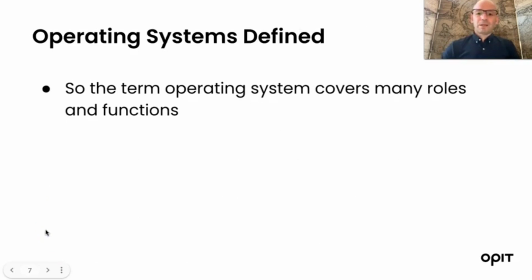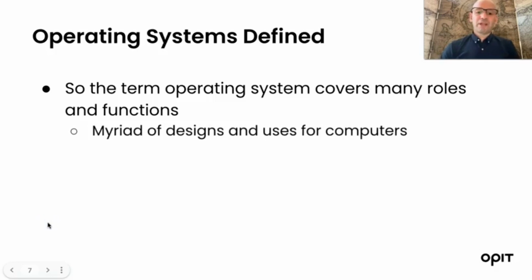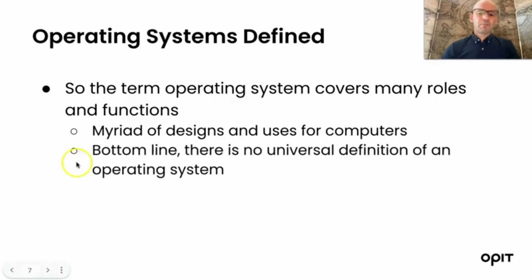So the term operating system, as you can probably tell by now, covers many roles and many functions. So a myriad of designs and uses for computers, myriad meaning a lot. So there's a lot of different designs and a lot of different uses for computers. And this whole smartphone revolution has really changed kind of the focus of where research and development is taking place. Back 15, 20 years ago, before smartphones, it was all in kind of laptop, desktop environments with mouse and keyboard. And nowadays it's smartphones with touchscreen and voice as an example.